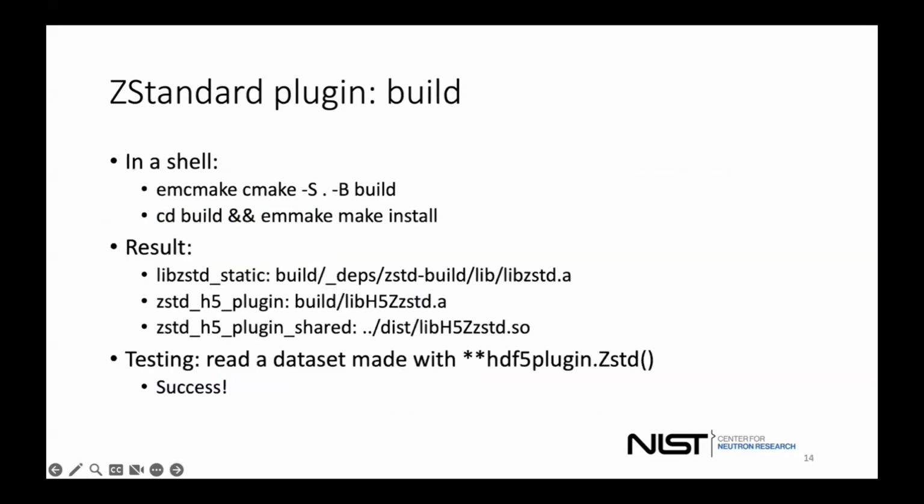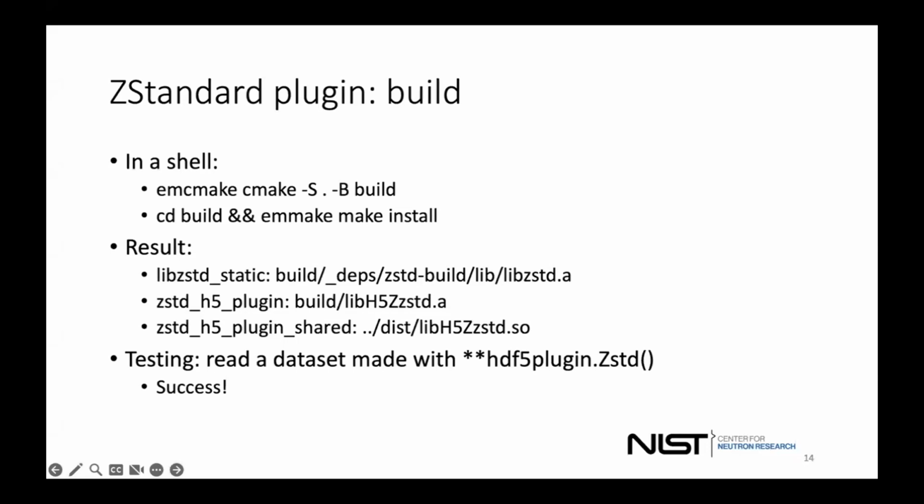And then the process to build it, in a shell, you just run emcmake and create a build directory, and then change directories to the build directory, and then make install, and it builds everything. And then you get a static library, libzstandard.a, so that's the dependency library, and then the plugin is again a static library, and then it combines them both into the SO file.